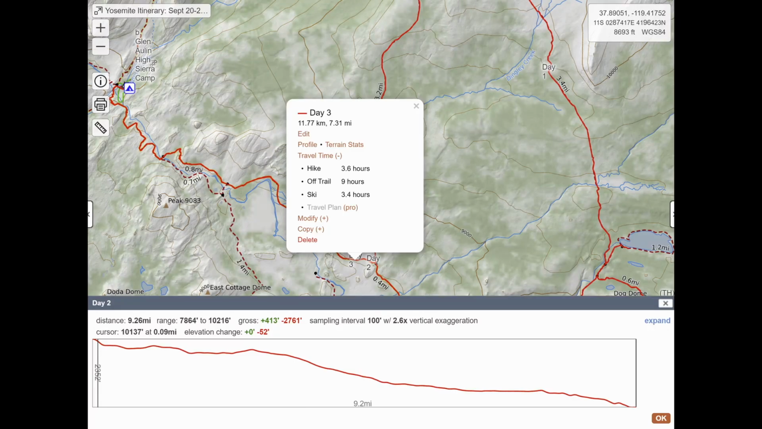If you use CalTopo to plan your trips and you click on any line you've created, there is a little piece called the travel time. And if you click on that, that uses a variation of Munter's formula to figure out how long it's going to take you to hike that portion of the trail.